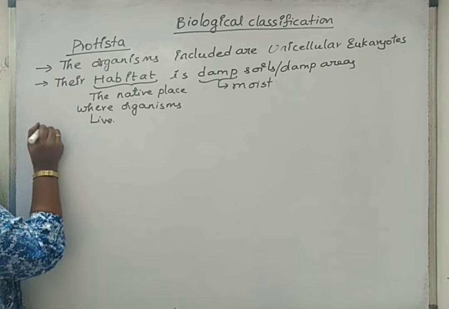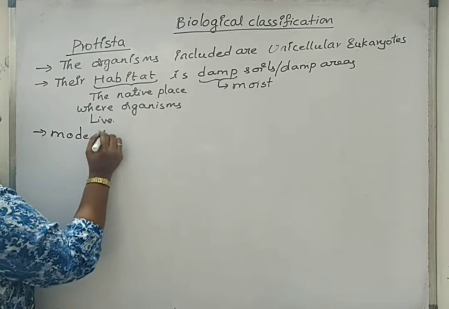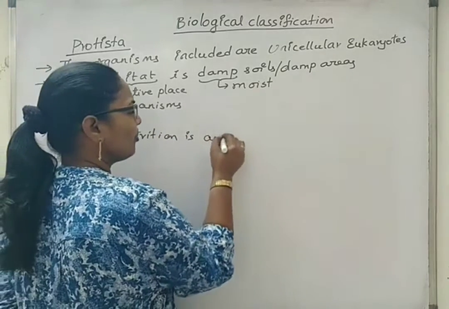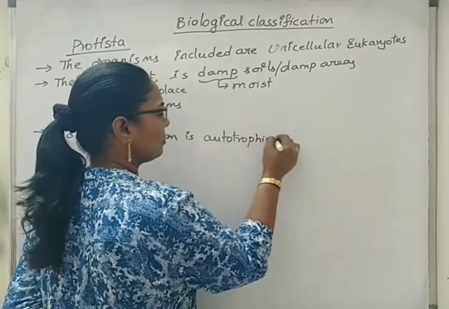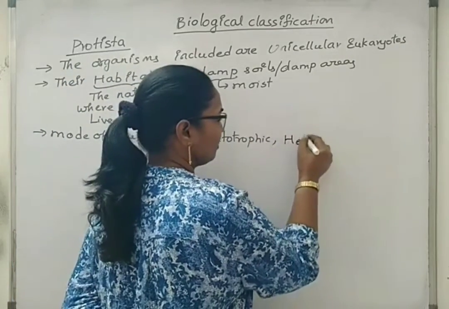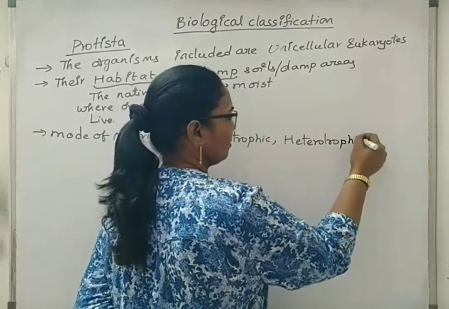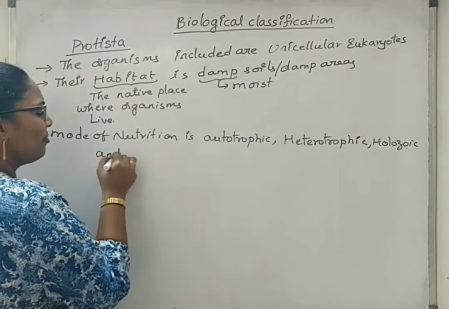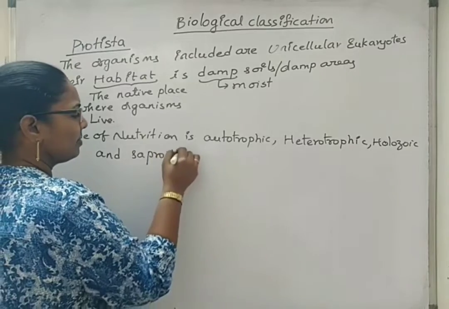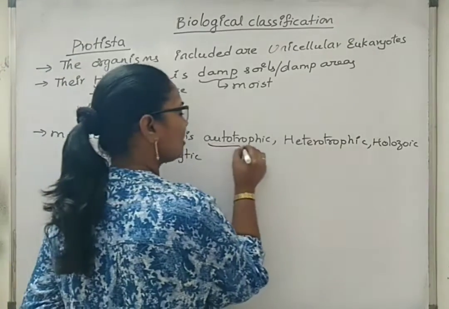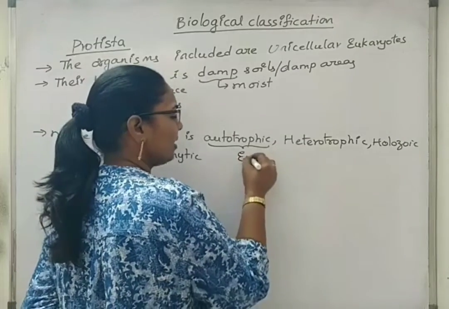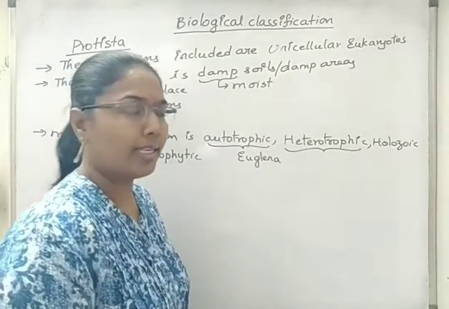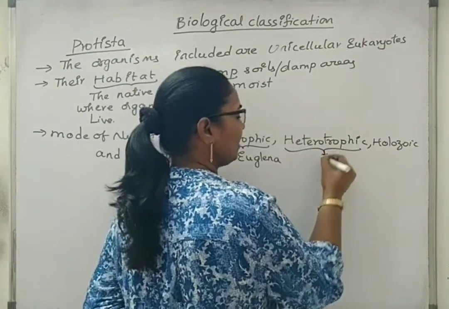Next, mode of nutrition. Mode of nutrition is autotrophic, heterotrophic, holozoic, and saprophytic. Autotrophic means they prepare their own food material. Here we can say Euglena. Heterotrophic means they depend on other organisms for their food material. Here we can say Paramecium.